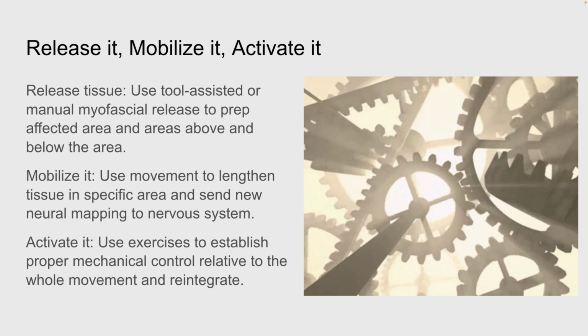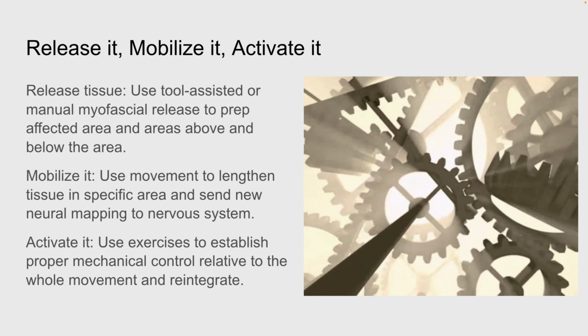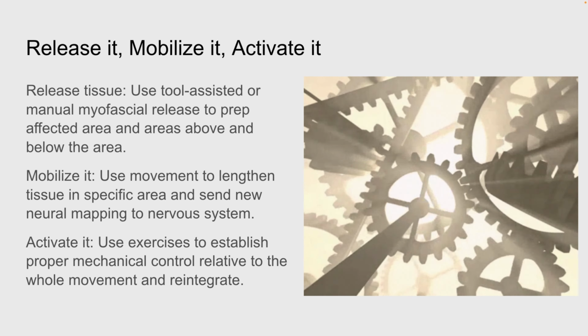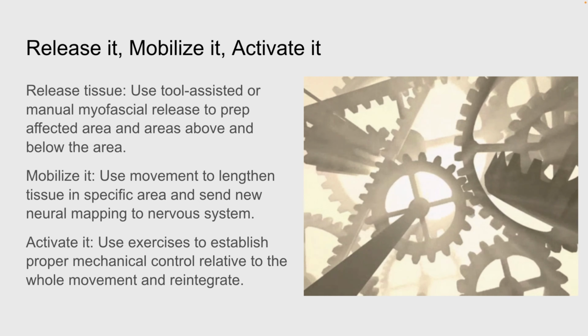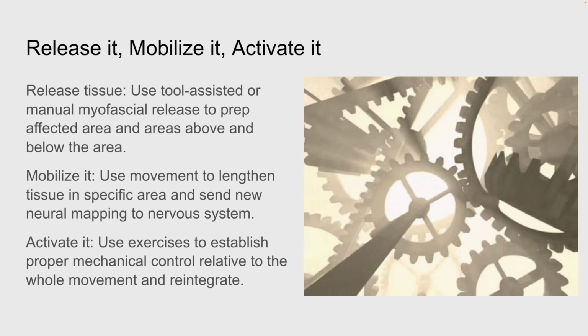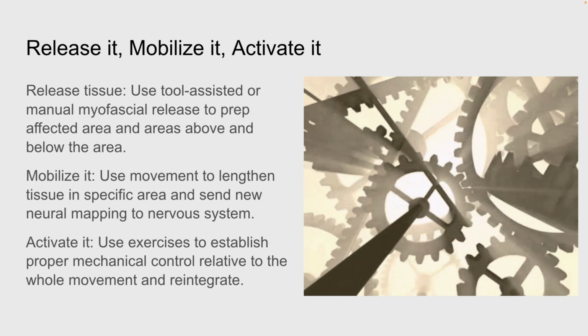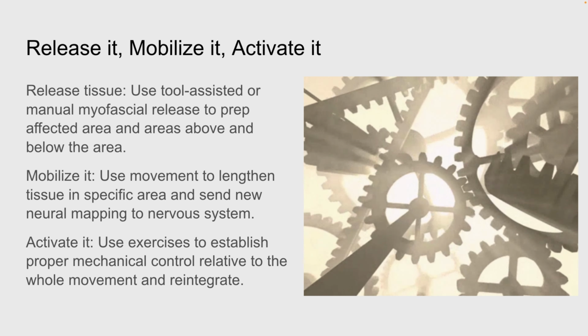Then we activate it. We use an exercise like resistance training to activate the movement, control it relative to the whole movement, and reintegrate it. So how can I isolate the mechanic that I'm looking for, apply the pressure and resistance that I need, and see if the person can now use the ABCs on that specific area.